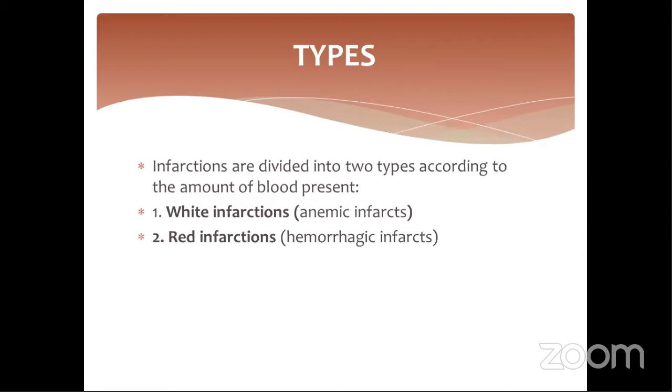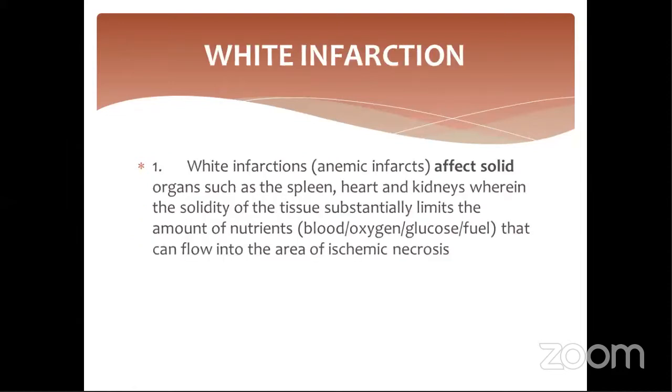Okay, so there are two main types of infarction. First is white infarction and second is red infarction. So, what is white infarction? Where anemic infarcts happen, and red is hemorrhagic infarcts.